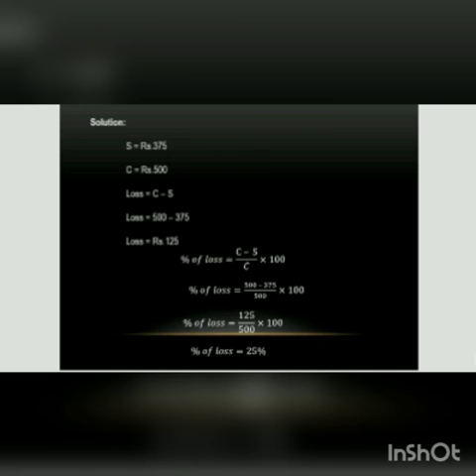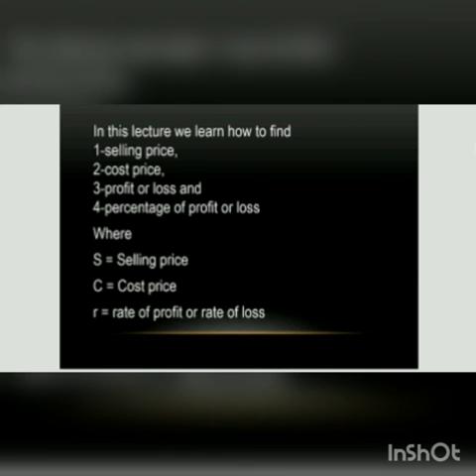Dear students, in today's lecture or today's presentation, we tried to learn the different formulas of profit, loss, profit percentage and loss percentage, and we tried to develop the understanding through solving different examples taken from the book authored by Professor Nadeemuddin.